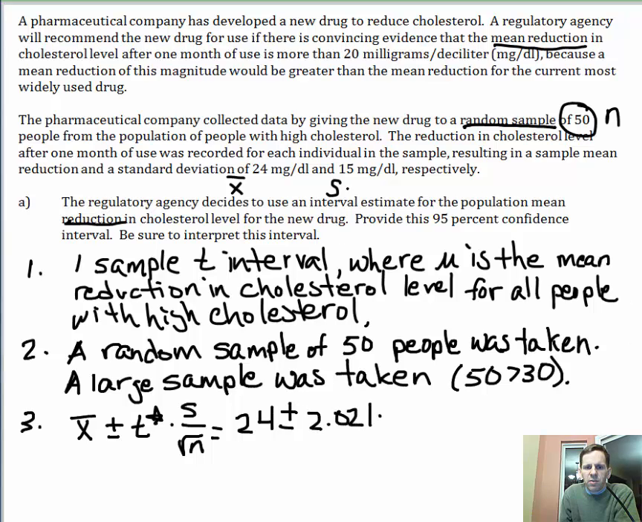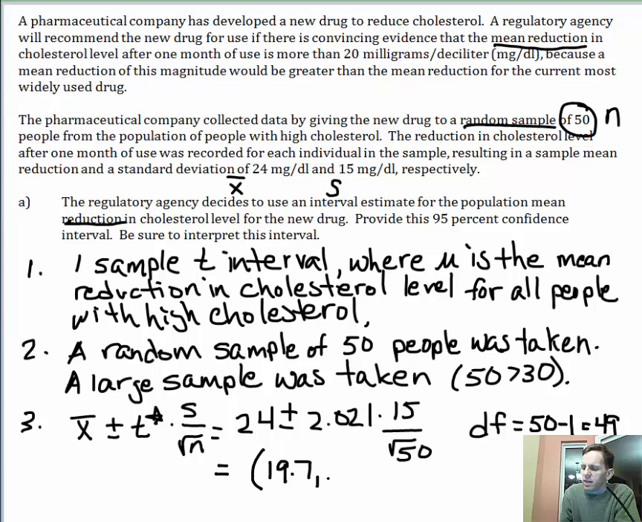Our s value is 15. Our n is the square root of 50. Over off to the side, I'm going to write down that the degrees of freedom is equal to n minus 1, or 49. And then you can punch this in your calculator and crunch it out. You may want to just verify that your numbers match up with these values, 19.7 and 28.3. And that's step 3.